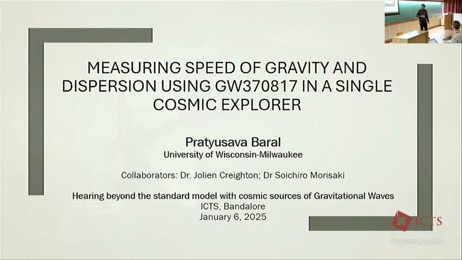And today I am going to talk about how we can measure the speed of gravity and some dispersion relations, which is not omega equal to ck, or the dispersion relation predicted by GR, using just one gravitational wave source in a single Cosmic Explorer. So, by the way, I am Pratyusava Baral, and I am a PhD student at the University of Wisconsin, Milwaukee.